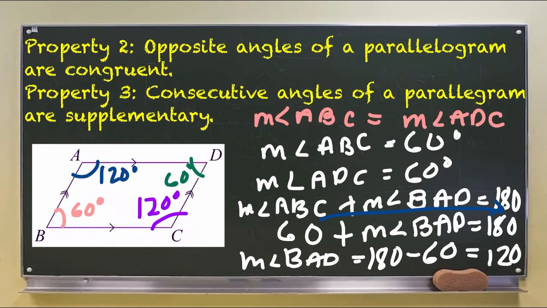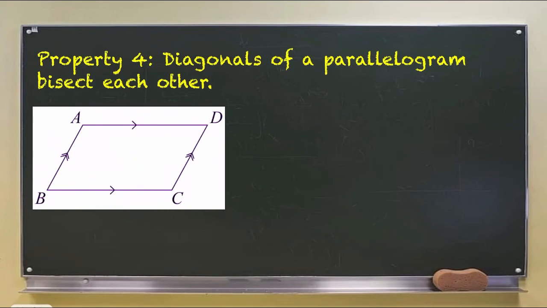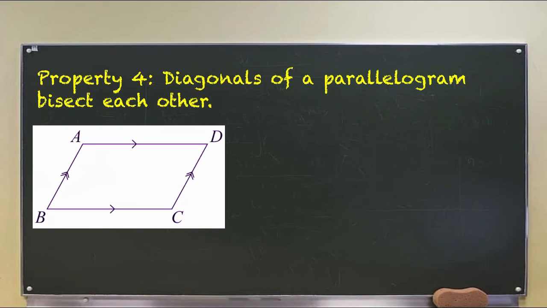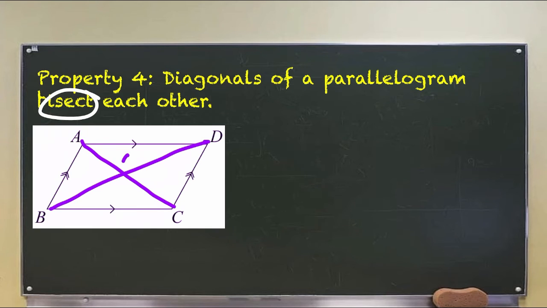So, let's move on to the property 4. Property 4 says that the diagonals of a parallelogram bisect each other. Tandaan natin na ang meaning ng bisect or ang bisector ay they intersect, the two line segments intersect at the midpoint. Ibig sabihin, hinahati. So, for example, ano ba ang diagonals dito? So, the diagonals are AC at BD. Magtatagpo ngayon sila sa point O.